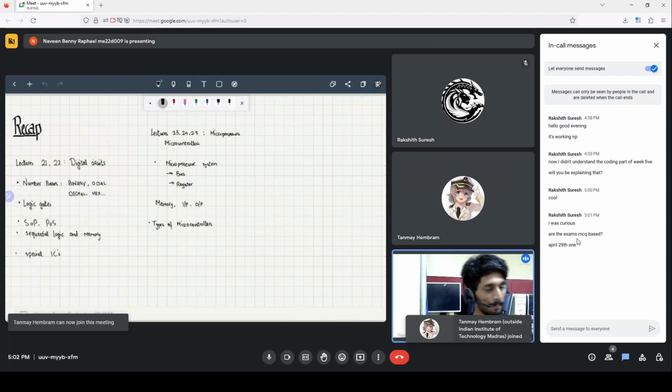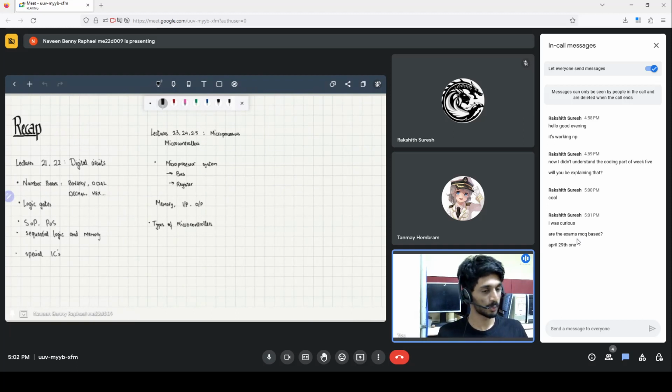The exam might not be MCQ based because that will be corrected by a person. I cannot guarantee that it will definitely not be MCQ based, but it will be corrected by a person. So there's no necessity to make it MCQ based. Okay.